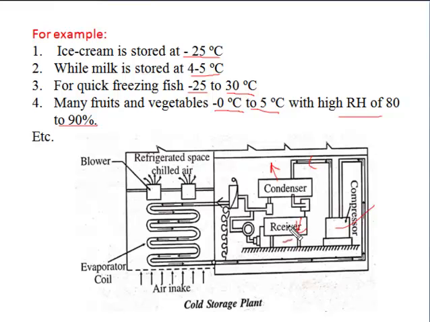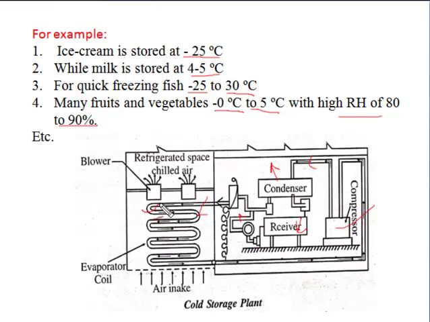The basic purpose of the receiver is to store the liquid refrigerant after condensation and to ensure that only liquid refrigerant flows to the evaporator coil, because when vapor refrigerant flows into the evaporator, the capacity of the evaporator coil will reduce. So the receiver ensures that only liquid refrigerant will flow through the cooling coil.